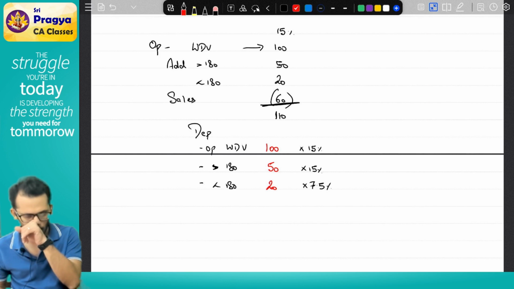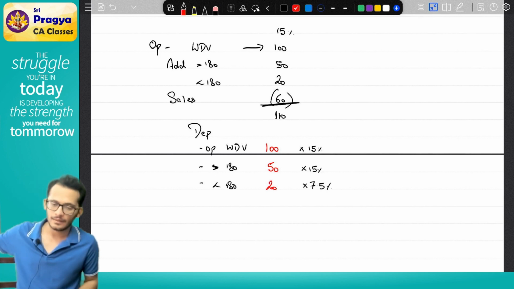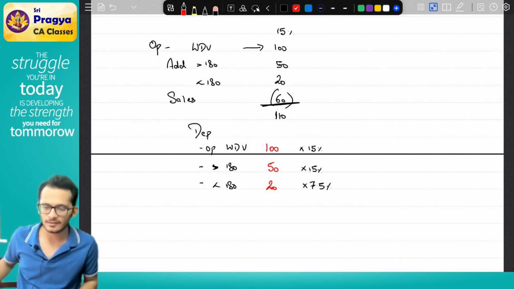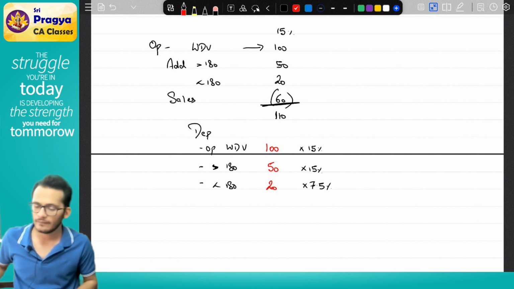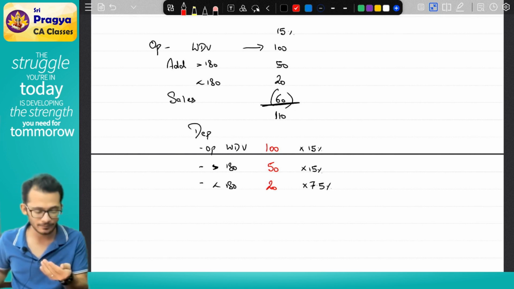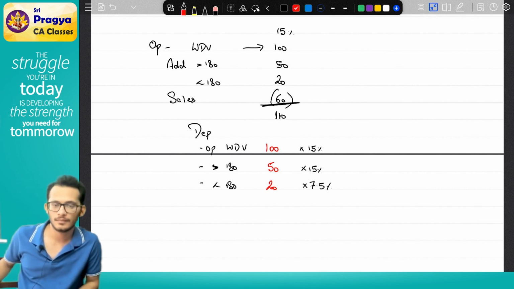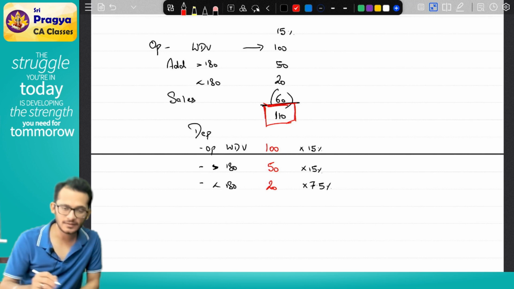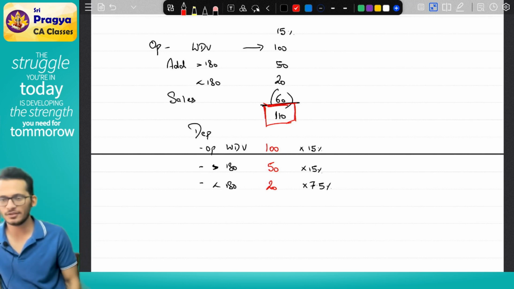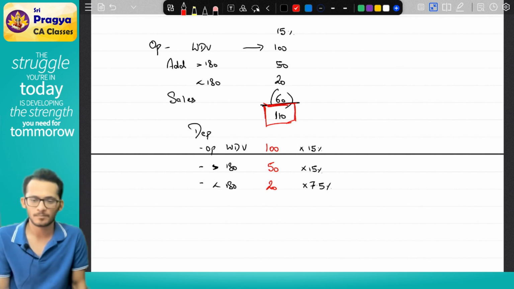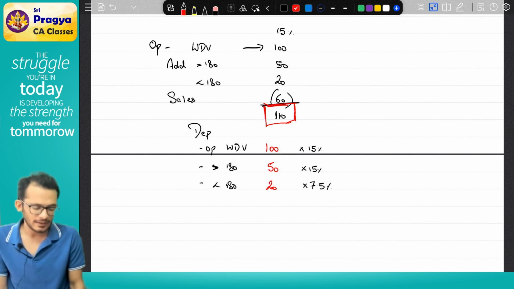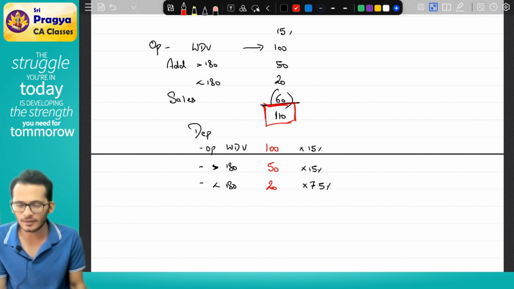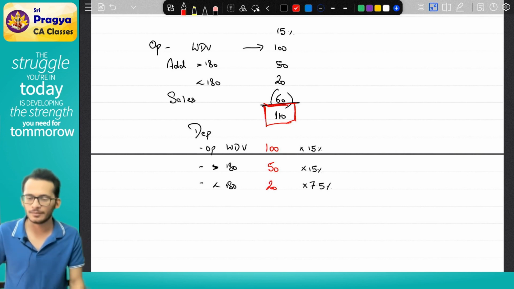Question to you. Notice the numbers: 100, 150 and 20. Total has become 170. What is your asset cost showing here? 110. When your asset cost is showing 110, can you claim depreciation on 170? Obviously not, because you have missed removing the sale value.